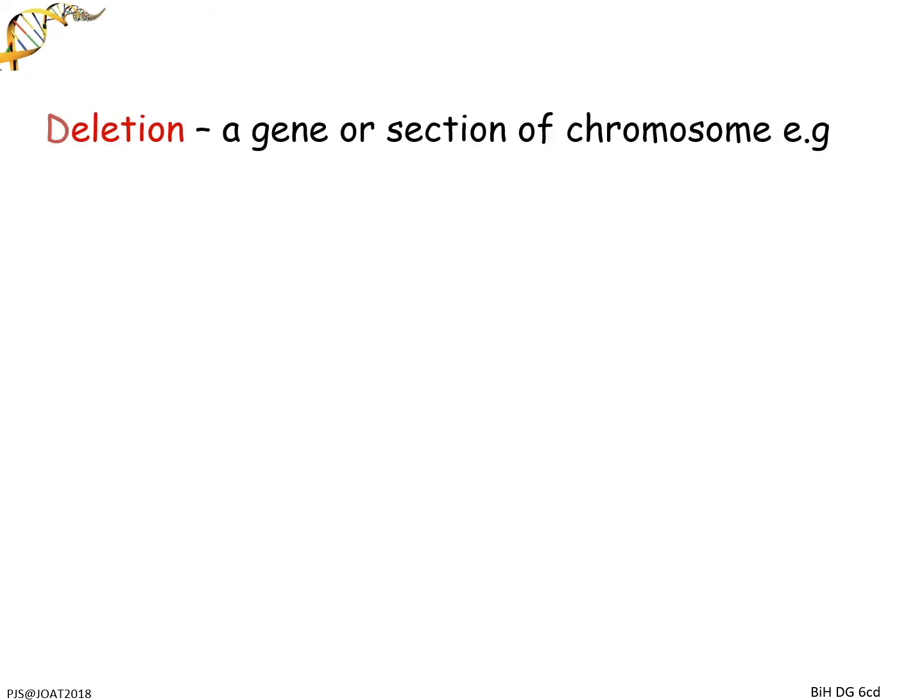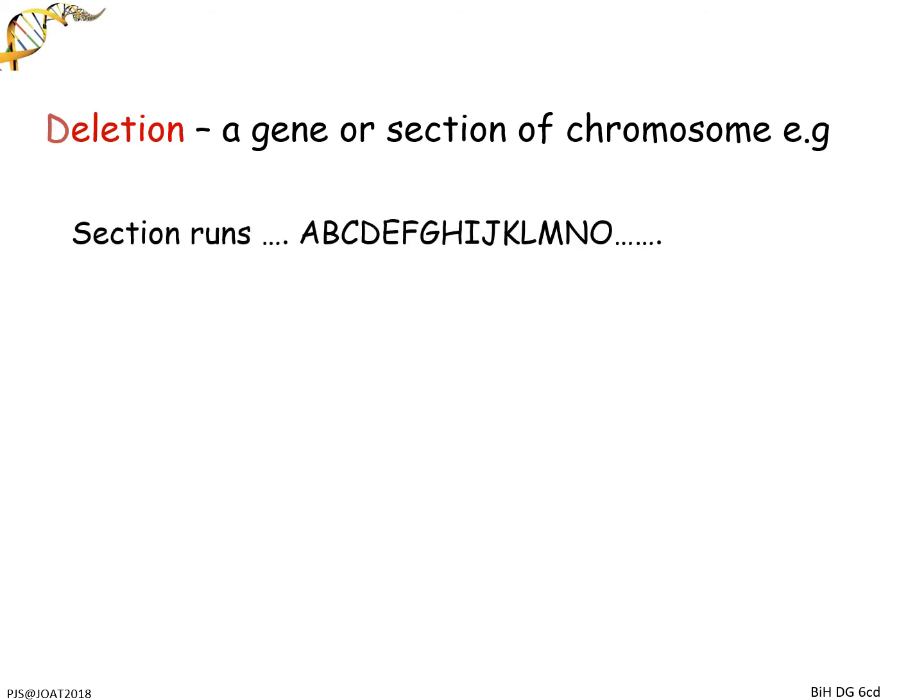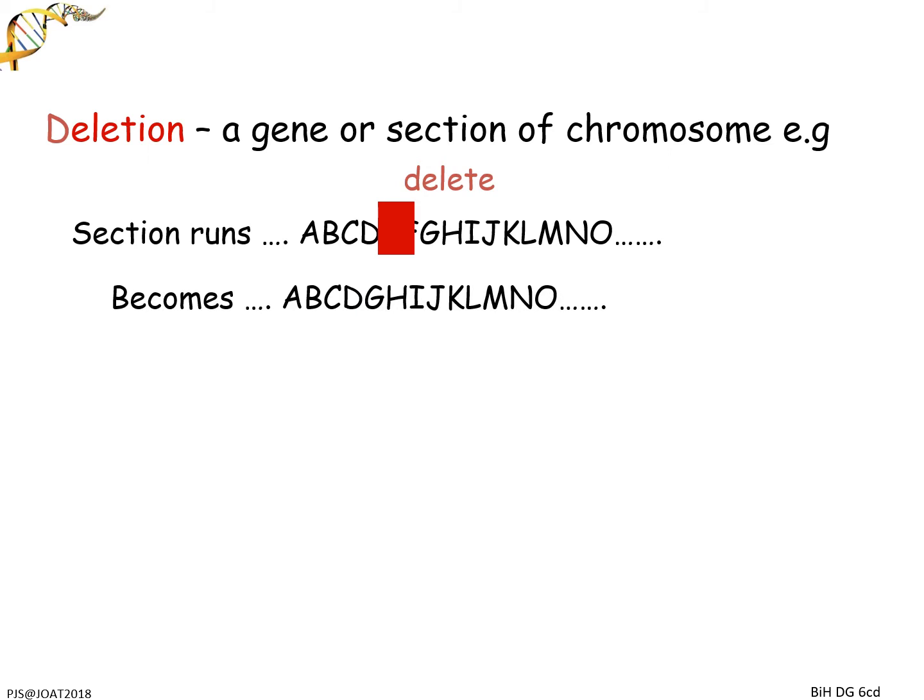So deletion is again kind of obvious. We are just going to delete. So here's a section of chromosome and here are your genes labelled A, B, C, D, E, F all the way along. And deletion would mean that I would take something out and I would get a shortened chromosome. Now that's obviously going to have a fairly major impact.